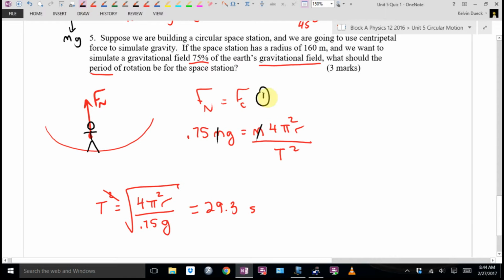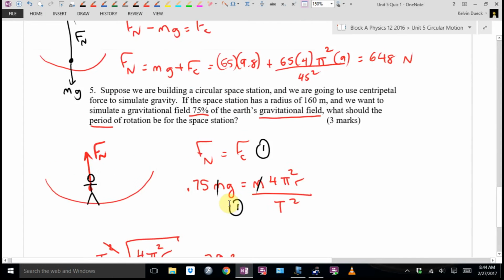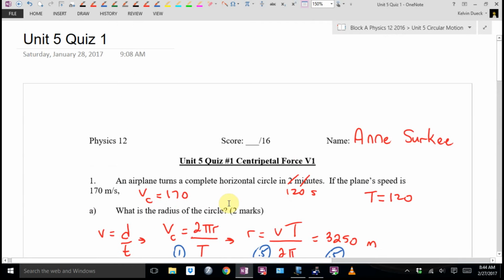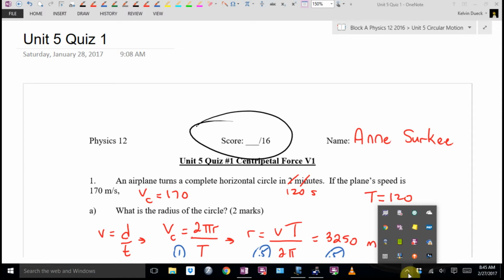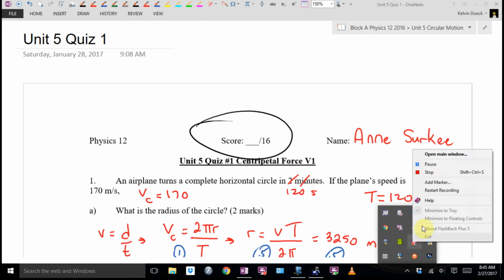3 out of 3 if you got the answer. Otherwise, I would give you 1 mark for that, half mark for getting the period by itself, and then a half mark for the answer. Can you give yourself a lovely score at the top out of 16? If you need to lawyer with me, now is the time.